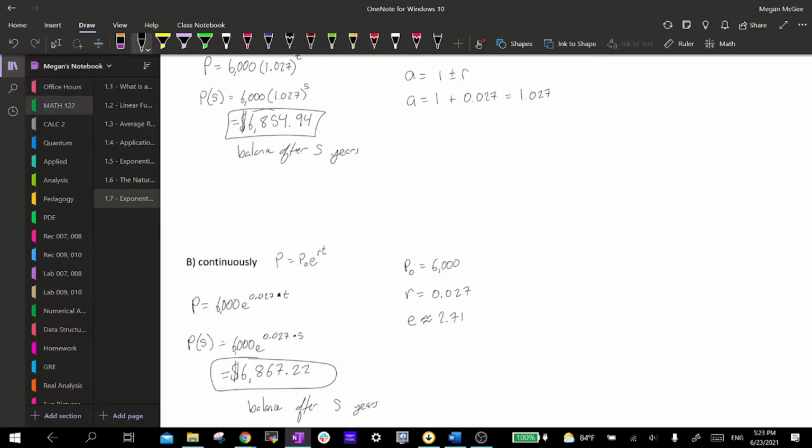So if you had the option to choose if your interest was compounded annually versus continuously, which one would you choose? I would assume we would all choose continuously because it looks like we're going to get a few more dollars out of it in the long run, right?